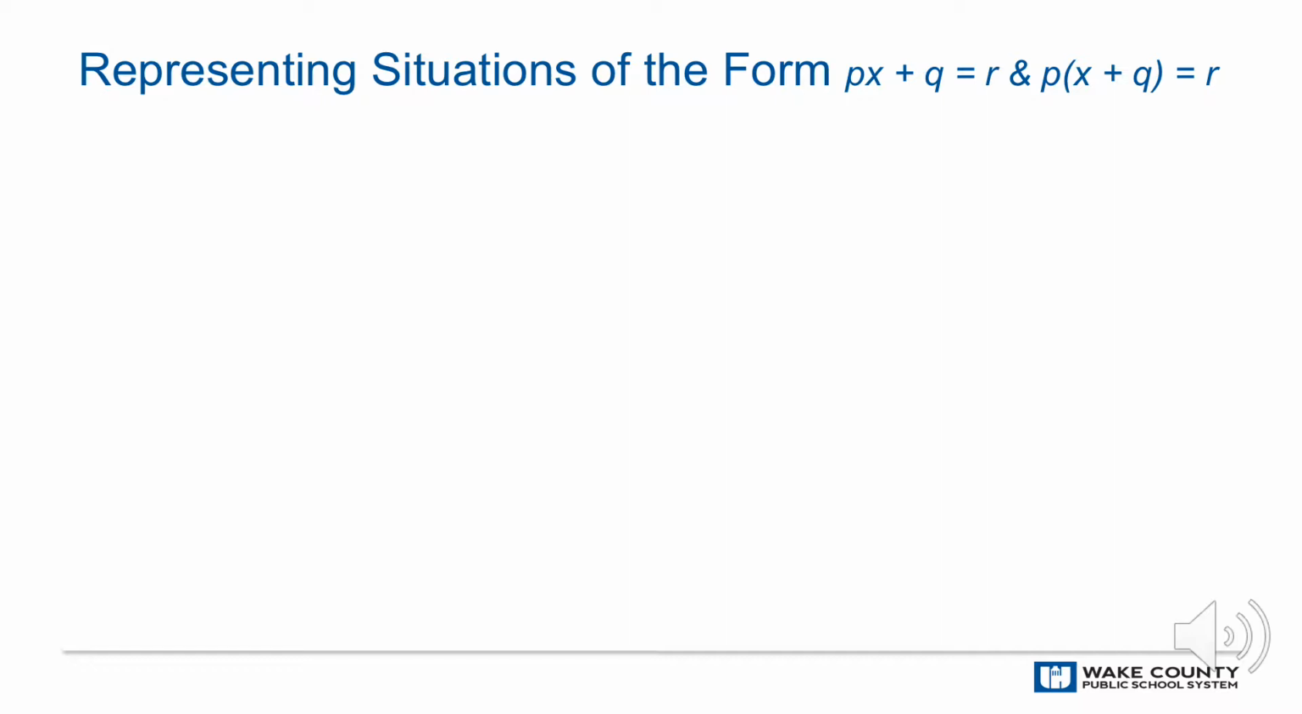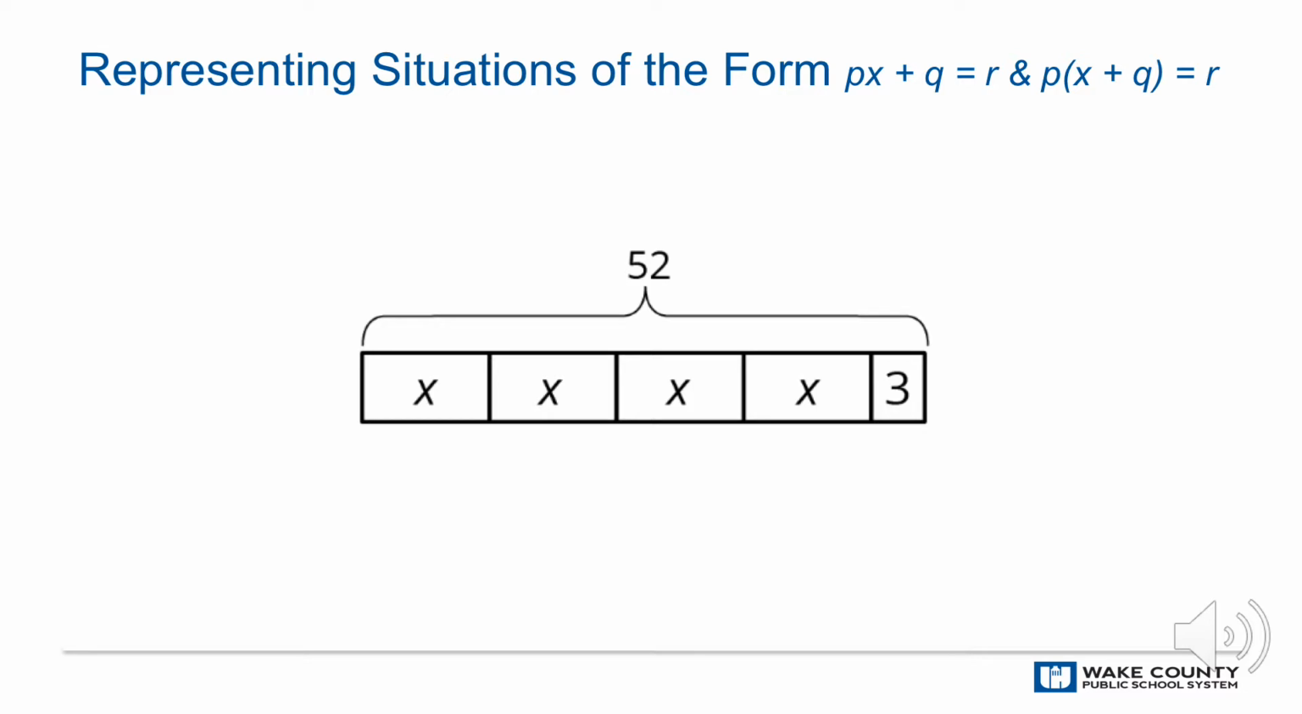Here's an example of the second type. A chef makes 52 pints of spaghetti sauce. She reserves 3 pints to take home to her family and divides the remaining sauce equally into 4 containers. A diagram we might use to represent this situation is this.